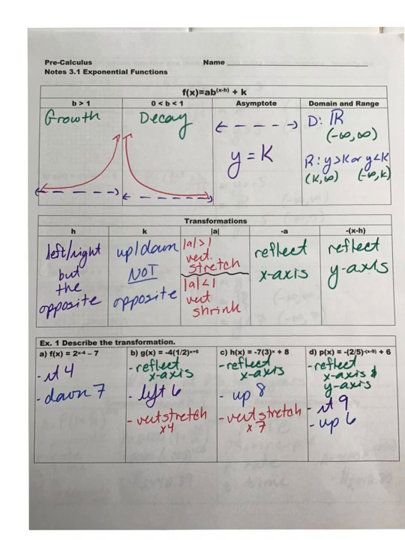All right, so D, we have a negative out front, but we also have a negative in front of our exponent. So this is going to reflect in the x-axis and the y-axis. The minus 9 in the exponent is going to move us to the right 9, and the plus 6 at the end is going to move us up 6. And that finishes page 1, so on page 2, we'll actually do some graphing.